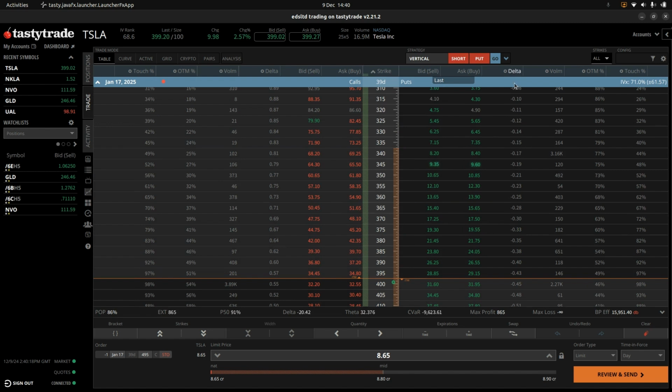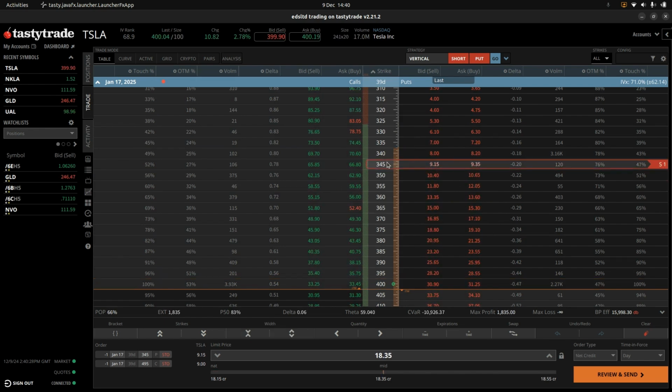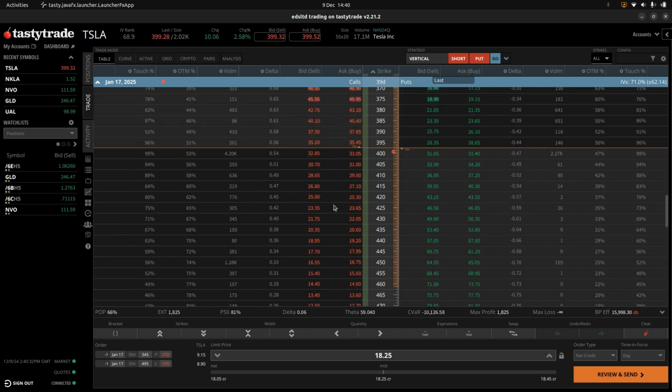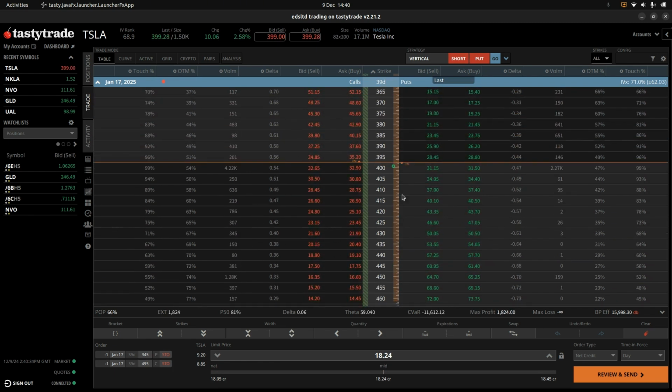And we've got the delta column here on the put side. We've got a delta of 19 and 21. Let's be slightly... Oh well, the delta's just changed in real time, so we've got a 20 delta now at the 345 strike. So you've got a range here between 345 and 495. As long as price stays within this range by expiration, then we will keep 100% of the premium that we collect up front.